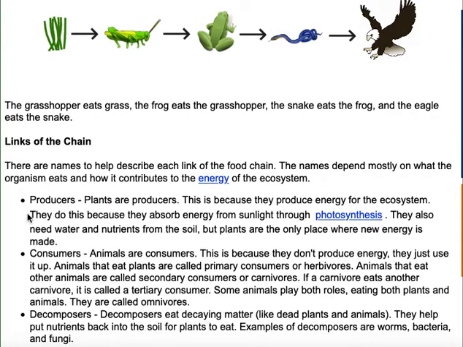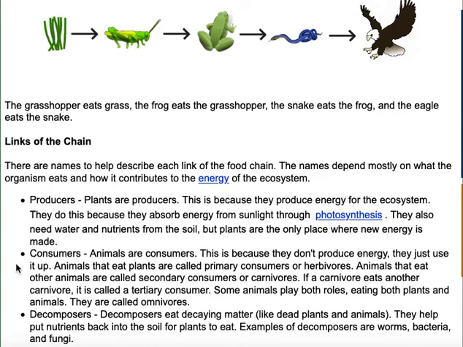Producers. Plants are producers. This is because they produce energy for the ecosystem. They do this because they absorb energy from sunlight through photosynthesis. They also need water and nutrients from the soil, but plants are the only place where new energy is made.